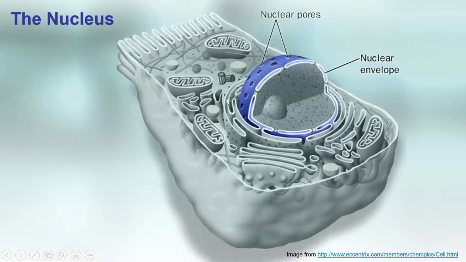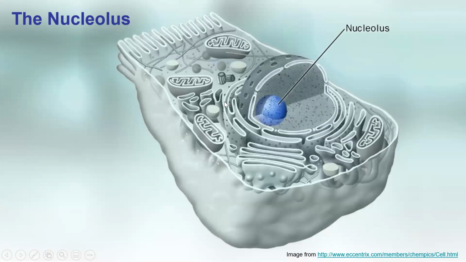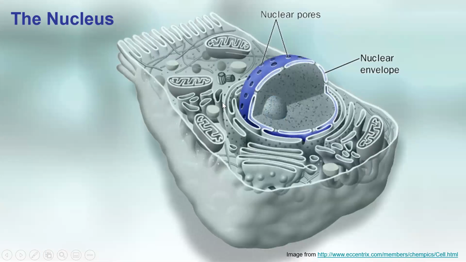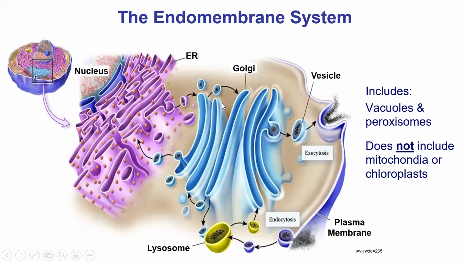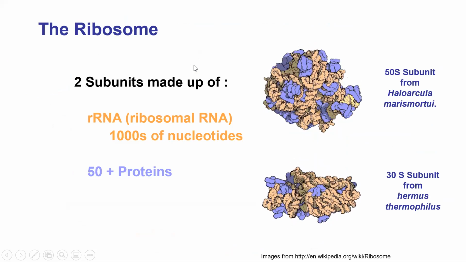So nucleus, nucleolus. Don't get them mixed up. One more time, ready? Nucleus, that's the big thing, contains the chromosomes. The nucleolus, that's inside the nucleus. So nucleus, nucleolus. Back to the endomembrane system. You may notice that the nucleus is directly attached to the ER. The ER is the endoplasmic reticulum. So let's talk about that, shall we?